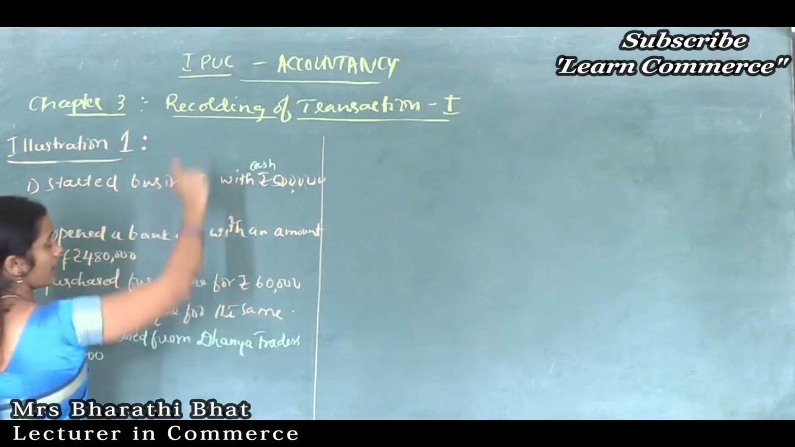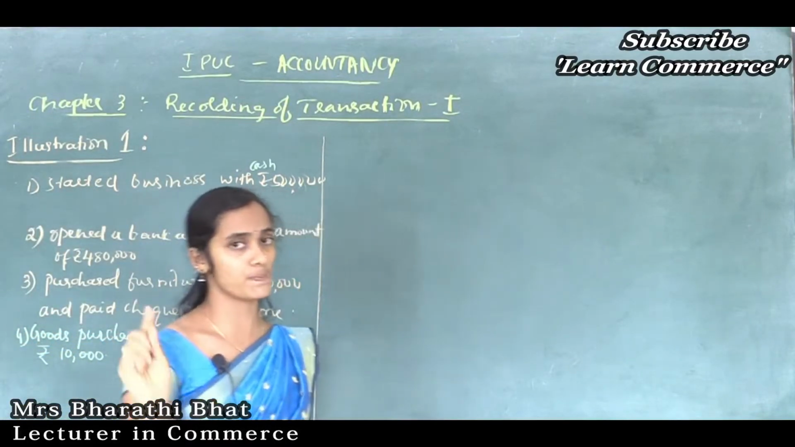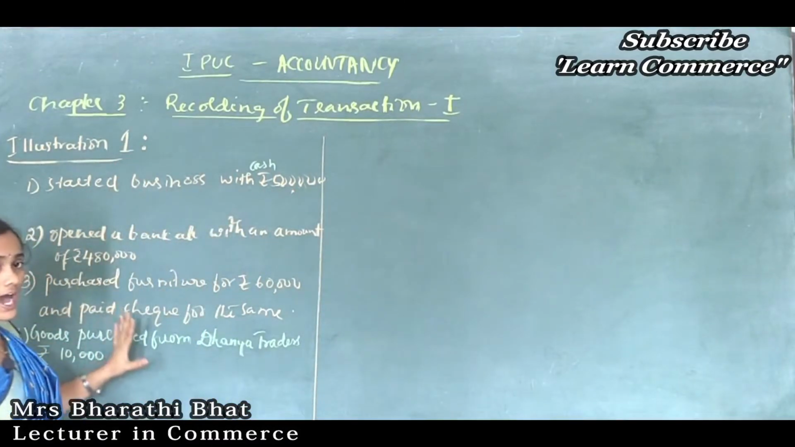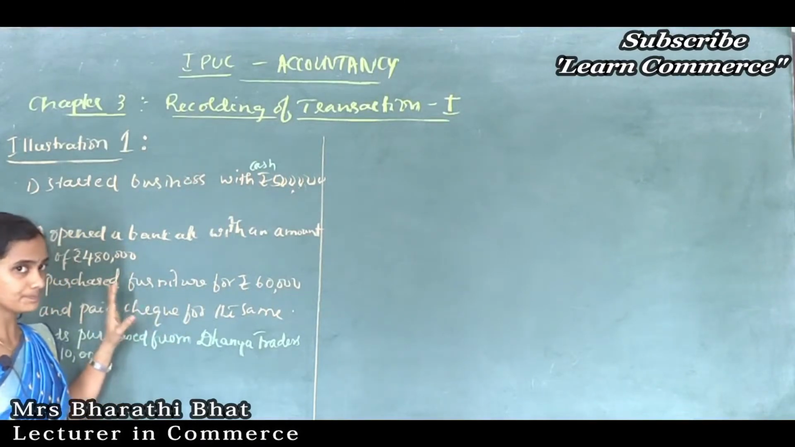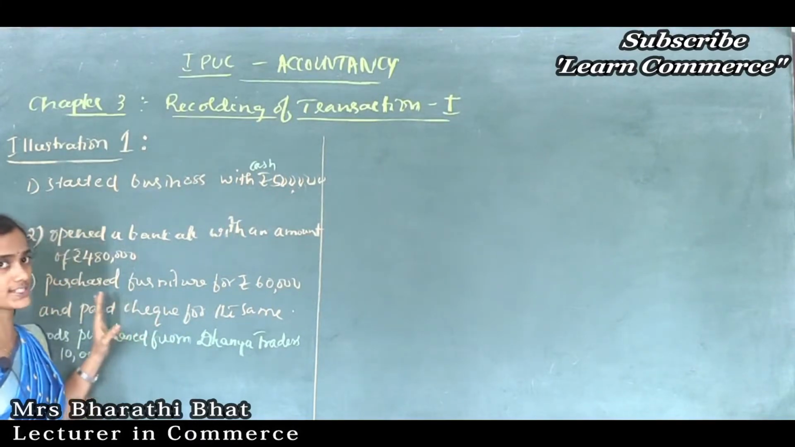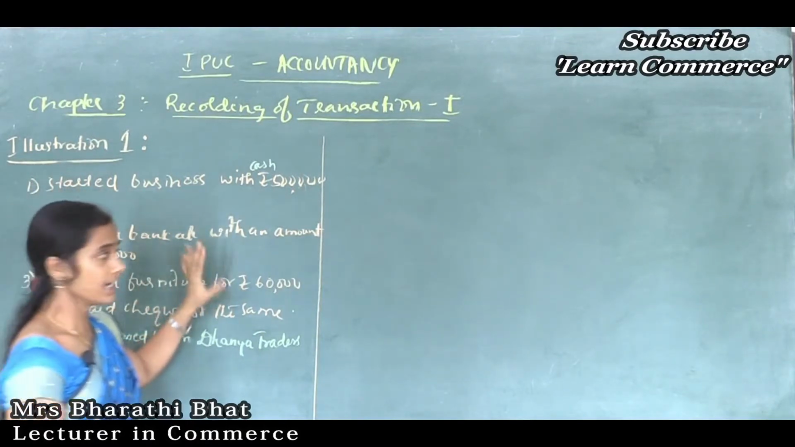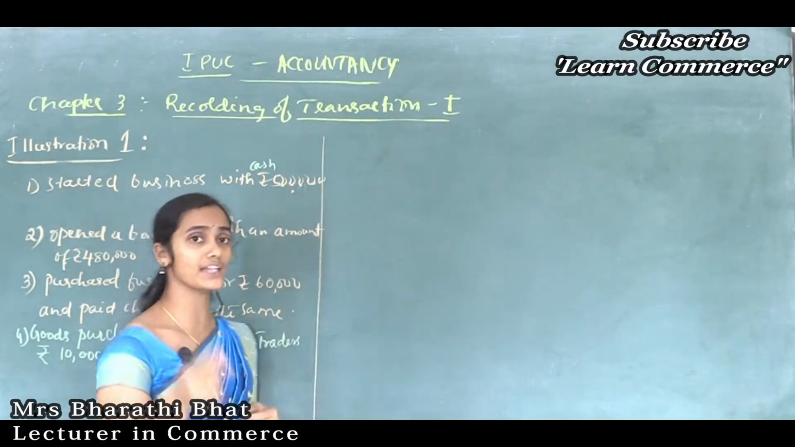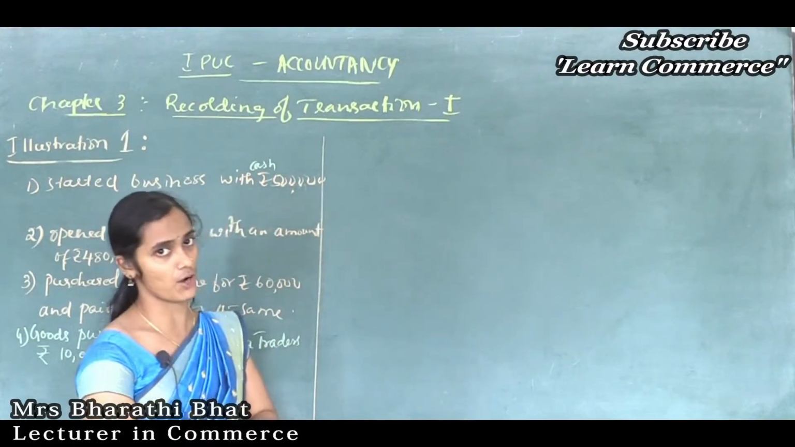See, we can record the transactions in the books of accounts based on their documentary evidence. So all these transactions are recorded based on vouchers or documentary evidence only. So let's see, now we know the rules. Let's see how to apply those rules in preparing accounts.